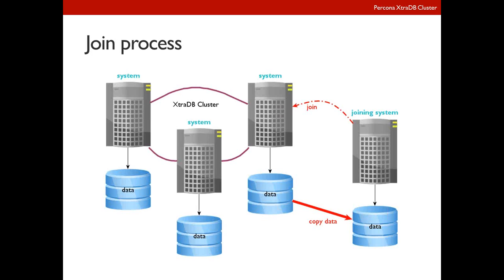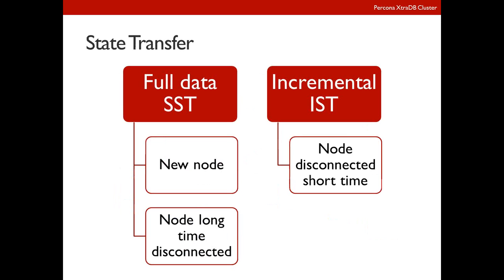Let's go back to the join process. As I promised, let me review the methods XtraDB cluster can use to copy data. This process by itself has a special name, state transfer. In XtraDB cluster, we have two state transfers. The first is a full data copy. This is a snapshot state transfer.